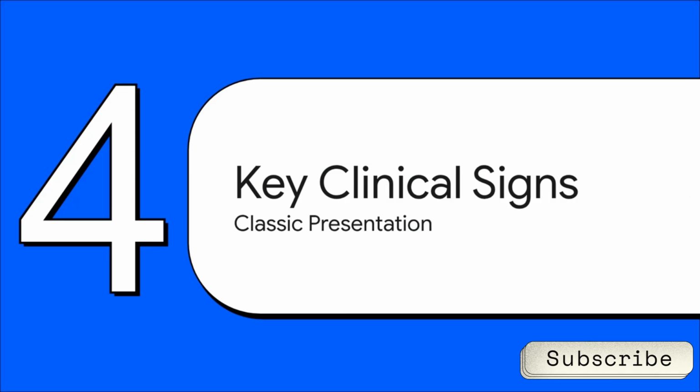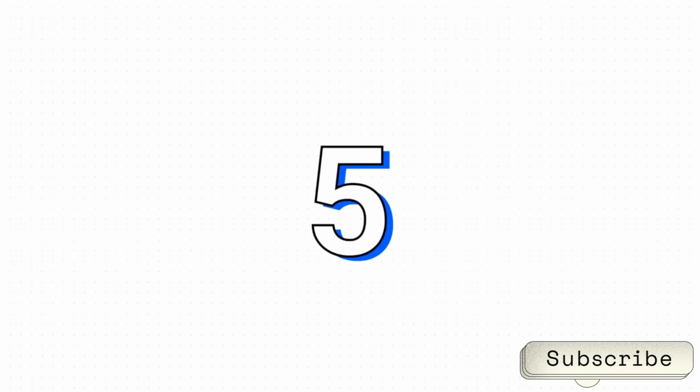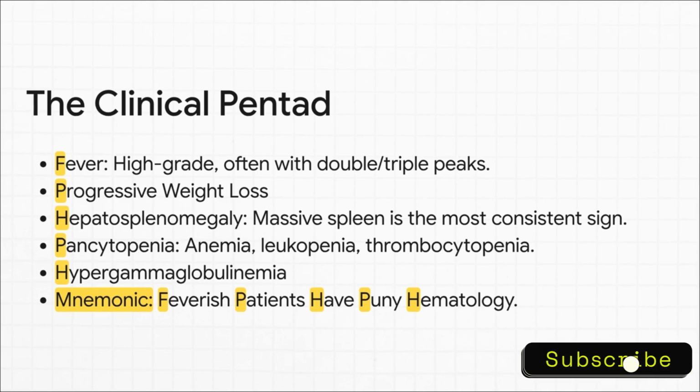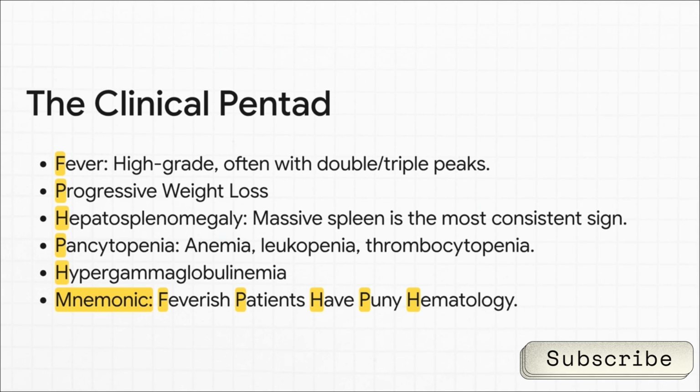Okay, so we've seen the battle happening inside the body. Let's move on to how that translates to what you'll actually see in a patient. Recognizing the classic clinical signs is your absolute first step to nailing the diagnosis. When it comes to your exams, you have to remember the classic pentad. That's right, there are 5 key features of visceral leishmaniasis that you just can't forget. And here's another fantastic mnemonic to lock this in. Feverish patients have puny hematology. Let's break it down. F is for fever, usually high grade, and it can have these weird double or triple daily peaks.